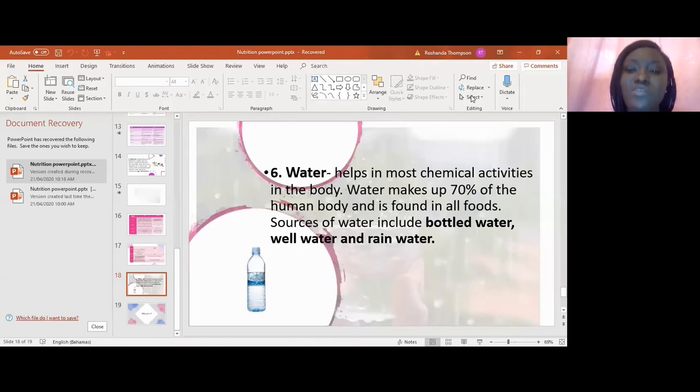Sources of water include bottled water, well water, and rainwater. But like the slide says, water is found in all foods. All foods contain water, even the dry ones that you might not think contain water.